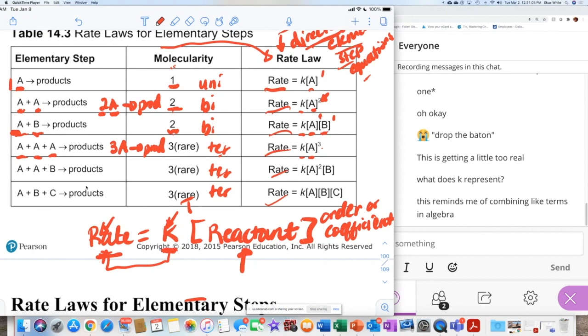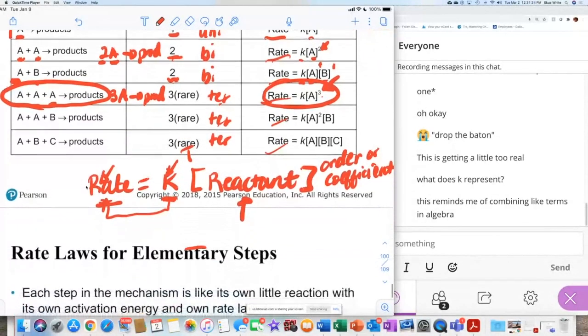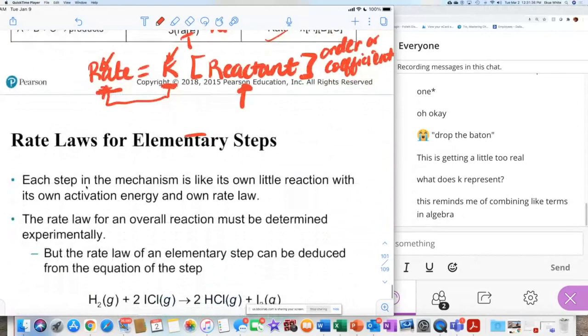Okay, so it's important to see it this way because they will ask you questions like this. Given this elementary step, and the key term you're looking for there is elementary step, what's the order of reaction? You will either be given an equation like this or a rate law like this. Remember, the order of the reaction is the exponential number or the coefficient in the elementary step. So you want to know this interchangeably back and forth.